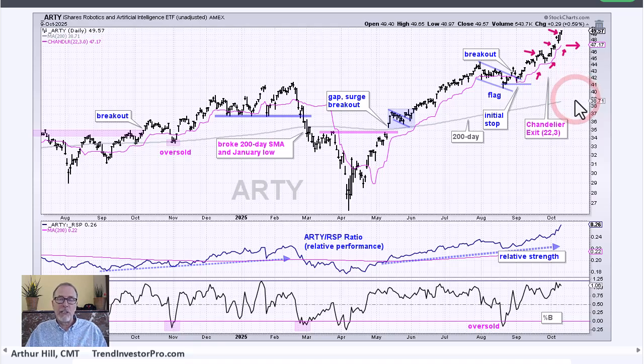And once the exit triggers, you just move to the side and you look for the next setup, or you have some patience and wait for the next setup to emerge.